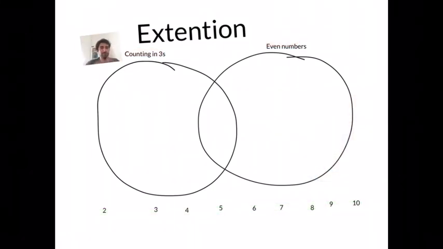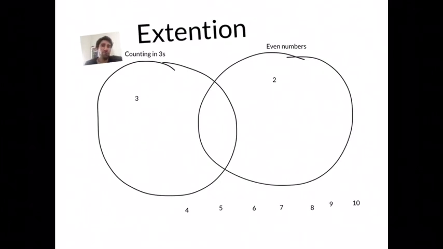Right, so let's go. Counting in threes and even numbers. I'm first going to start with the number 2 at the bottom, and I'm going to put that in the correct circle. Which one should I put it in? Well, 2, I know is an even number, so I'm going to put it in the even numbers. 3 is our next one. Which one should I put it in? Counting in threes or even? I'm going to put it in counting in threes.